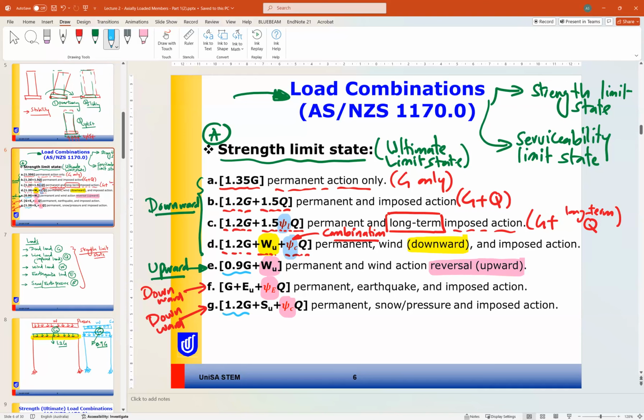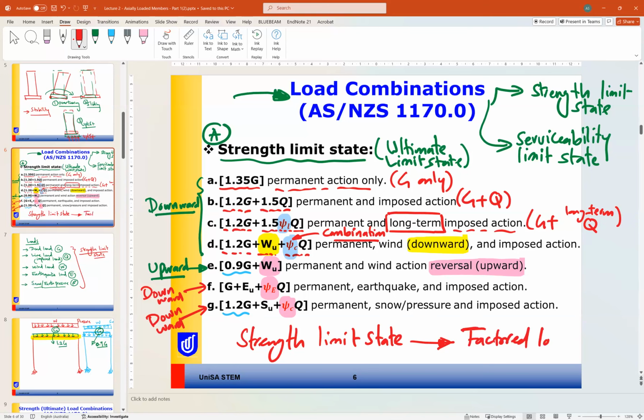Okay, if you notice here, for strength limit state combination, we have factors for increasing, or magnification factors, for the load. So in this case, we are using factored loads. This is the idea behind this method. We are trying to increase the loads because this is an extreme failure case, so we need to consider high loads to avoid the failure.